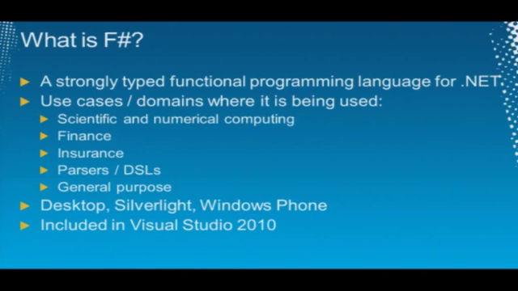So what is F#? The one-line description is it's a strongly typed functional programming language for .NET. So let's pick that apart just a little bit. What does it mean? Well, strongly typed, that should be pretty familiar to people. Like C# and Visual Basic, it does quite a lot of checking at compile time, to make sure you don't do dumb things like trying to assign a string to an integer variable, things like that.